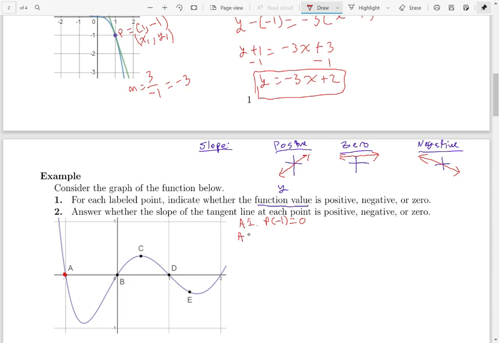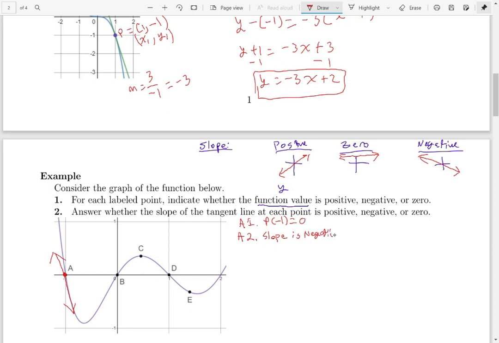Then, we need to consider what is happening with the tangent line. Well, you need to sketch the tangent line. Or, if you're looking at it and you recognize that the tangent line looks something like this, well, that's actually decreasing from left to right, and so the slope is going to be negative.